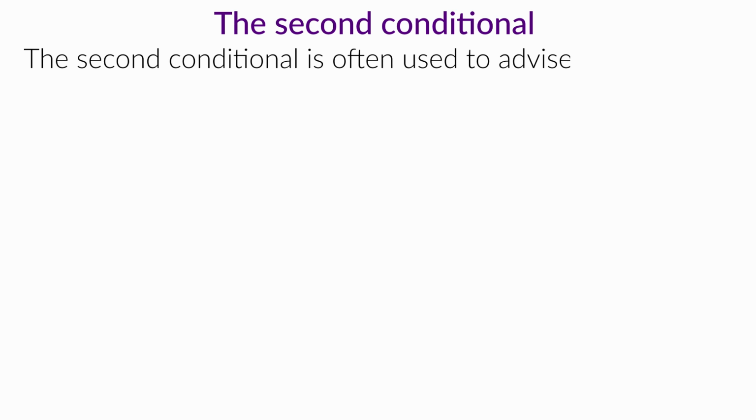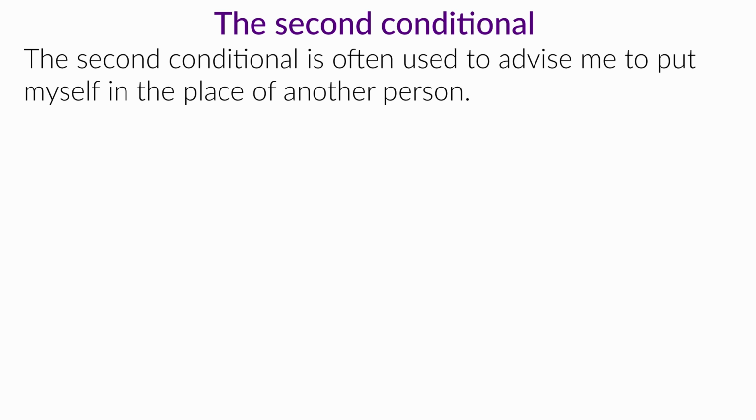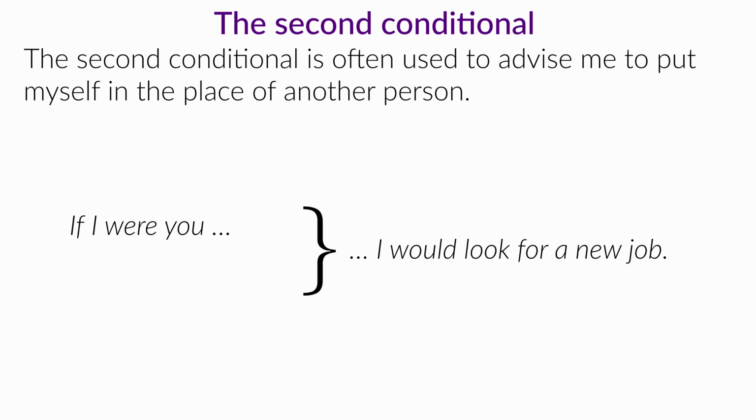The second conditional is often used to advise, to put yourself in the place of another person. We can use the construction in our speech, like, if I were you, I would look for a new job. If I were to decide, I would look for a new job.